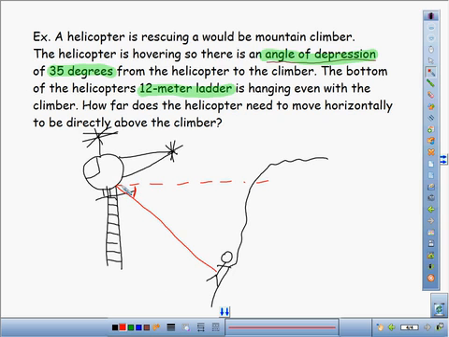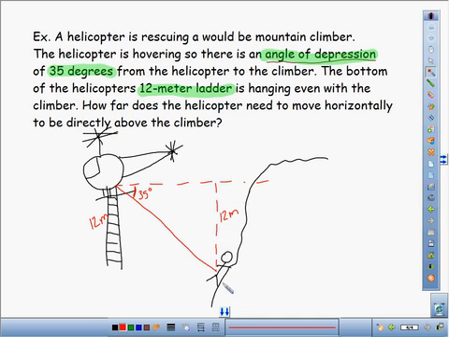The angle of depression has to be against the horizontal line, not the vertical line. So that means that we're going to have this line going across here, and this is our angle of depression. And they said that that was 35 degrees. So I've got 35 degrees for my angle of depression. Now the interesting thing is, if the ladder is 12 meters, that means from this horizontal line, down to the mountain climber is also going to be 12 meters.